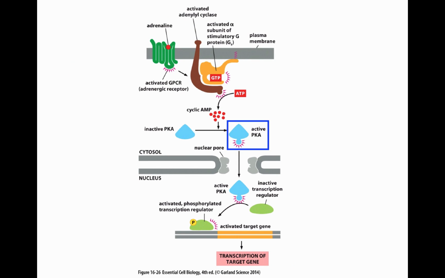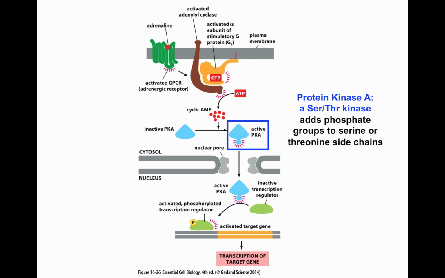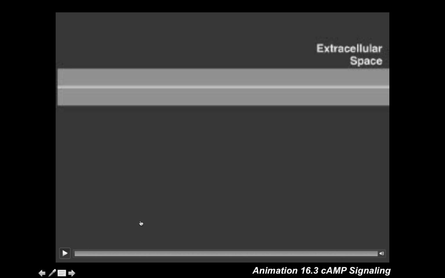So again, the activated protein kinase A is able to move across the nuclear pore to phosphorylate its target molecule. One interesting thing about protein kinase A is that it is a serine-threonine kinase, meaning that it's going to add phosphate groups onto the side groups of the serine and threonine amino acids. We're going to see that other molecules are going to be tyrosine kinases mediating similar responses. In this movie, we're going to see more clearly explained how cyclic AMP signaling generates and affects cell function.